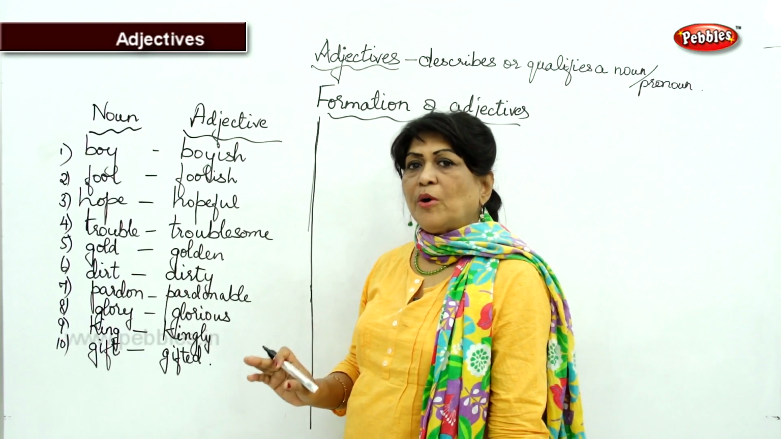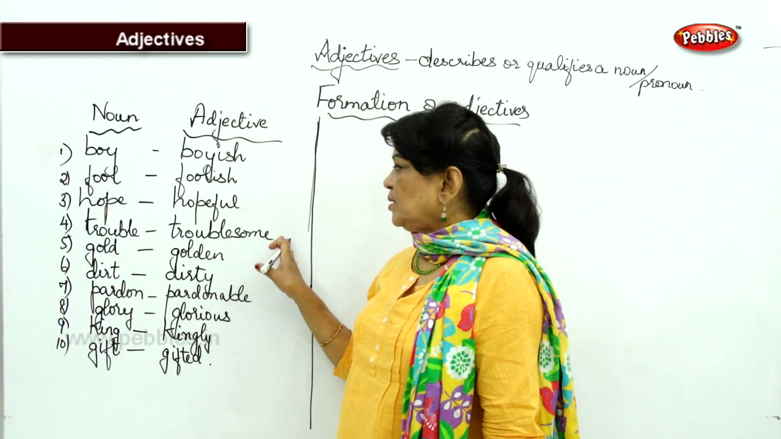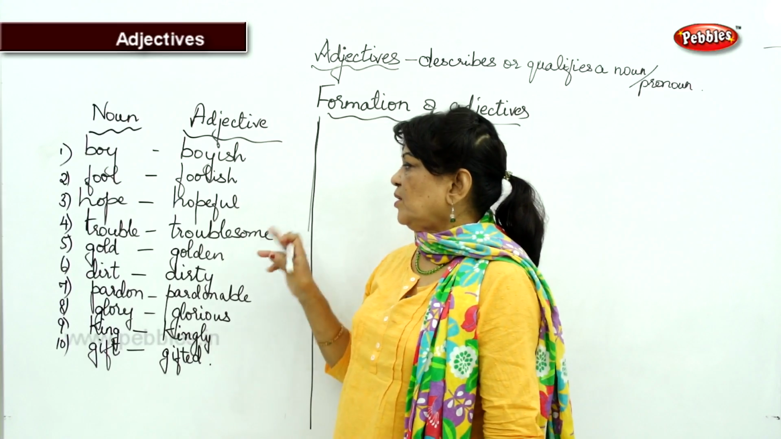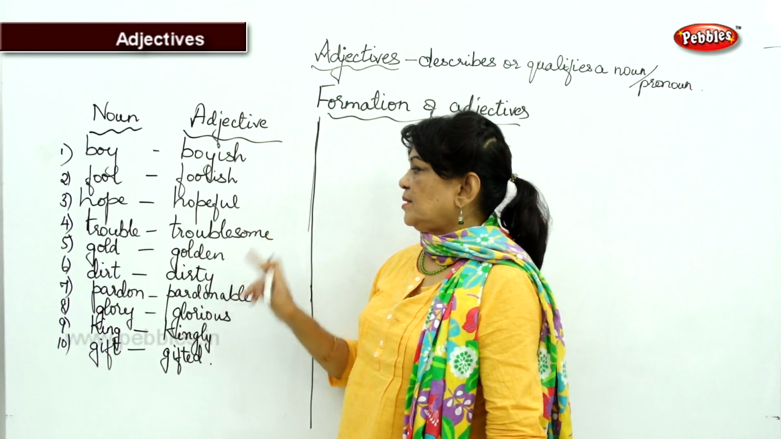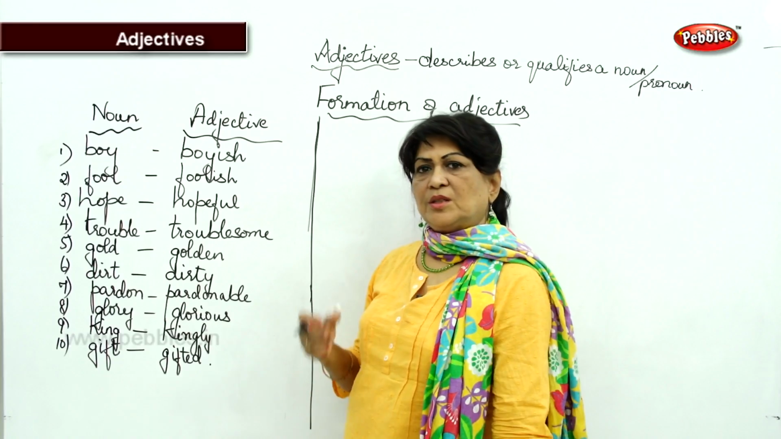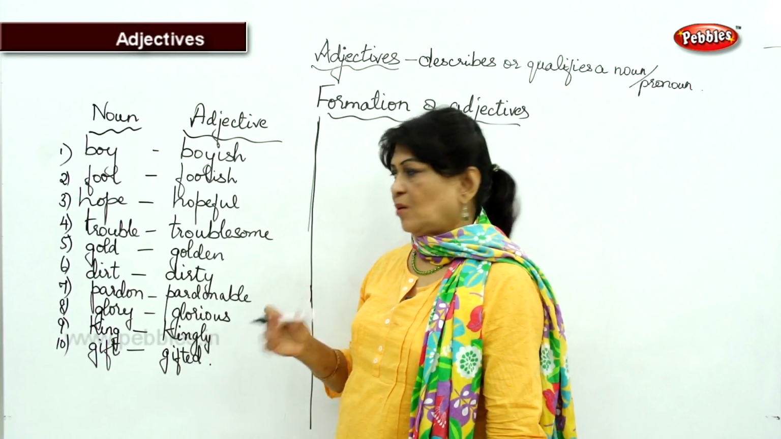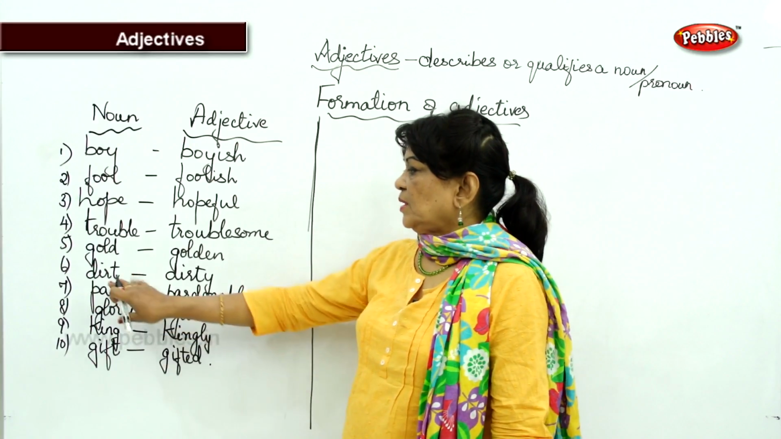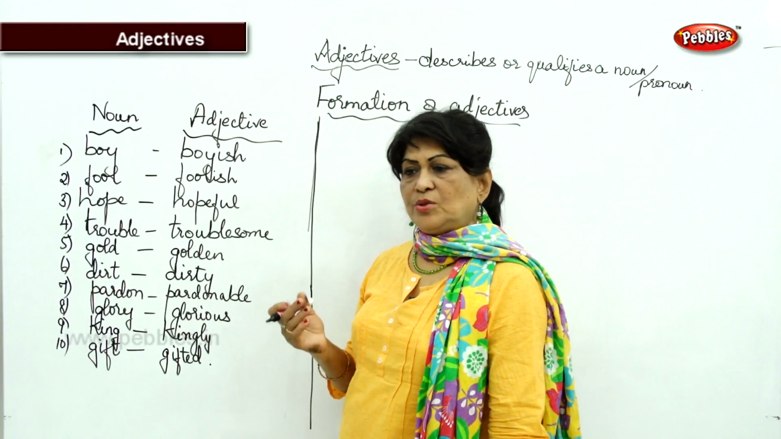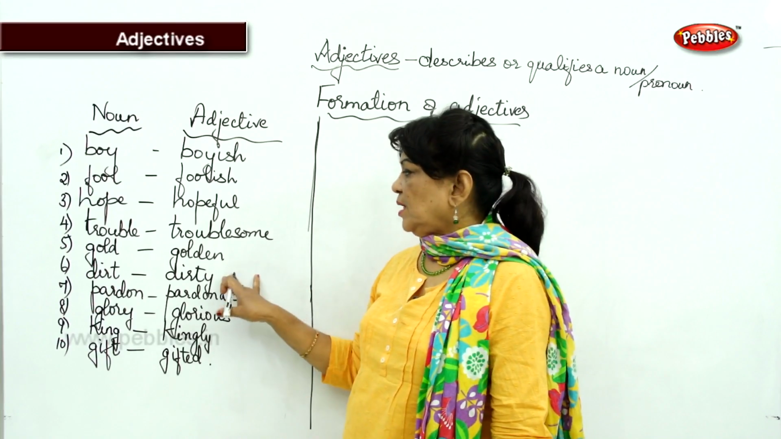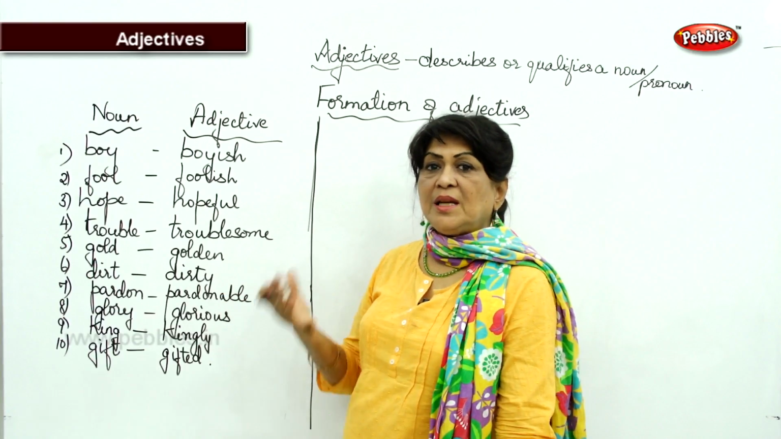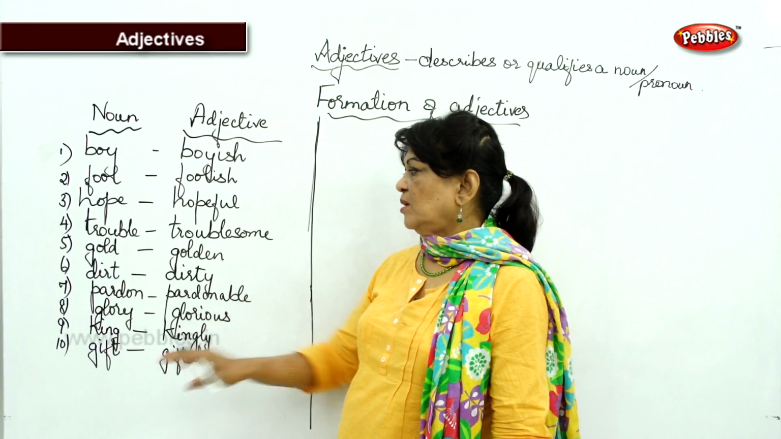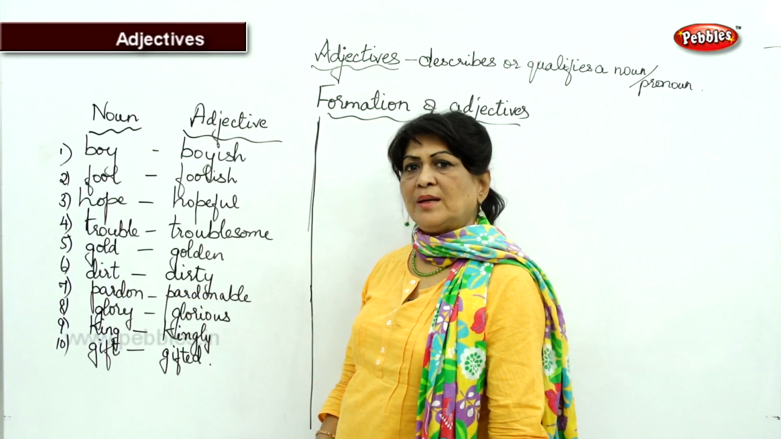The three little boys are very troublesome. Troublesome describes the three boys, the quality of the three boys. She wore a golden crown. Golden. It describes the crown. Dirt. Please wash your dirty hands. So, dirty, it describes the hands, how they are, the noun hands, and it comes from the word dirt.